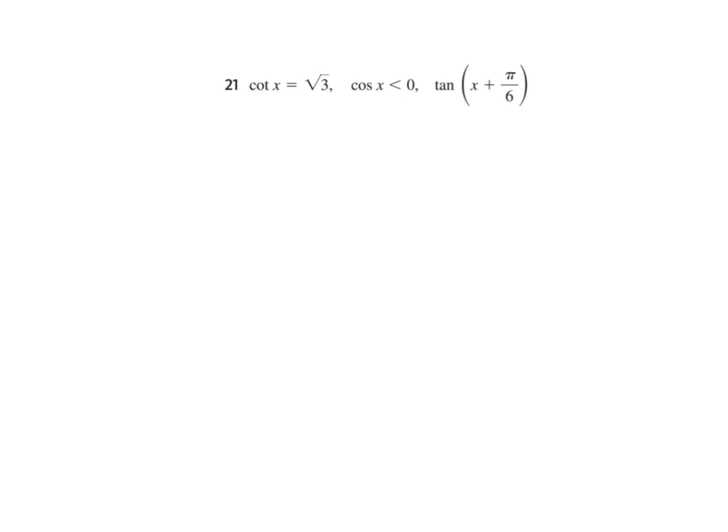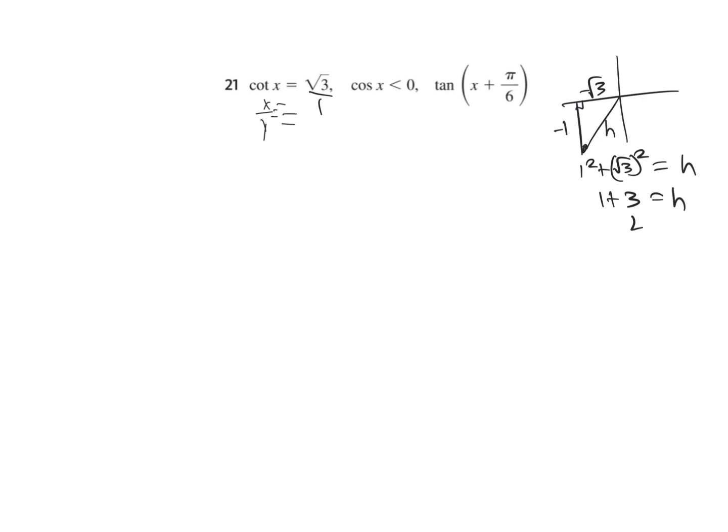Cotangent is positive, but the x is negative. So that means if x is negative, then y has to be negative. Okay? So we are in the third quadrant. Cotangent is x over y, so that's negative square root of 3 over negative 1. So 1 squared plus square root of 3 squared. Since you're squaring, the negatives don't mean anything. So your hypotenuse is 1 plus 3, 4. So the square root is 2. So my hypotenuse is 2.